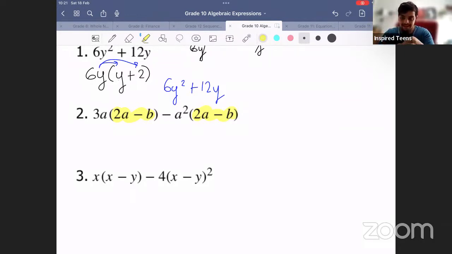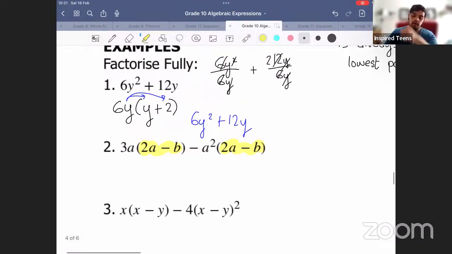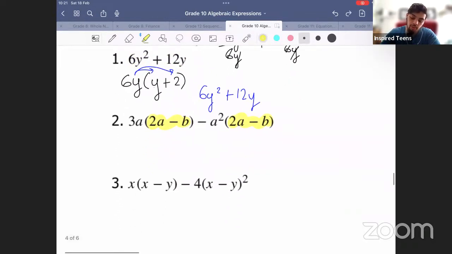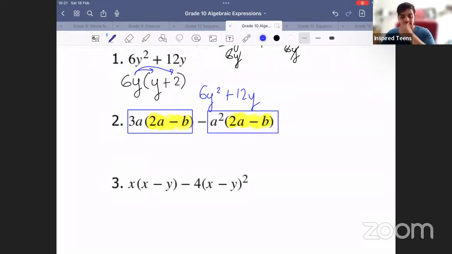Okay, so in this case, right, we don't have a common factor that is just a number or variable in each term. Here our common factor is actually an entire bracket. Just for the sake of this question, we refer to this as our first term and our second term. Within our first term and our second term, we have something that is common. It's an entire bracket that is common. In the first bracket, we have 2a minus b. In the second bracket, we have 2a minus b. In that specific case, we take that entire bracket out as a common factor.